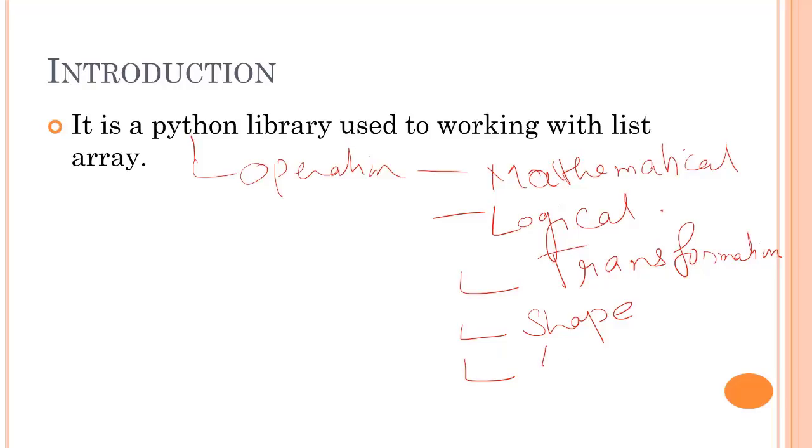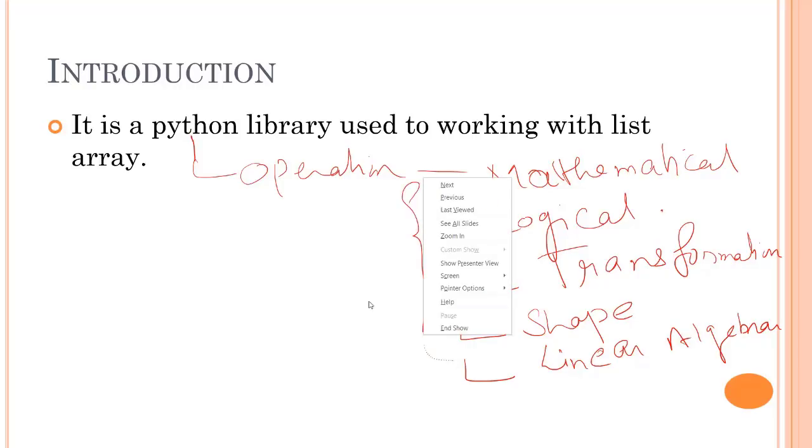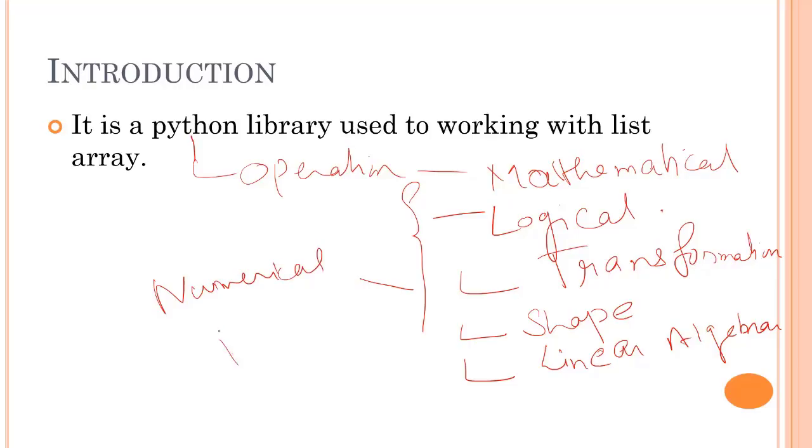Then there are lots of linear algebra operations, because NumPy is numerical Python, right? Whenever we call it numerical Python, it means that it will support mathematical, logical, shape and linear algebra operations. With the help of this library, we can easily work with all the mathematical functions that are already used. So these are the operations or uses of this Python library.